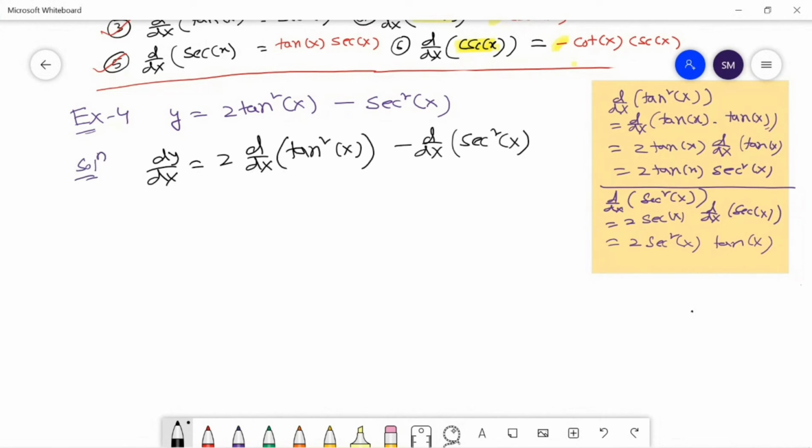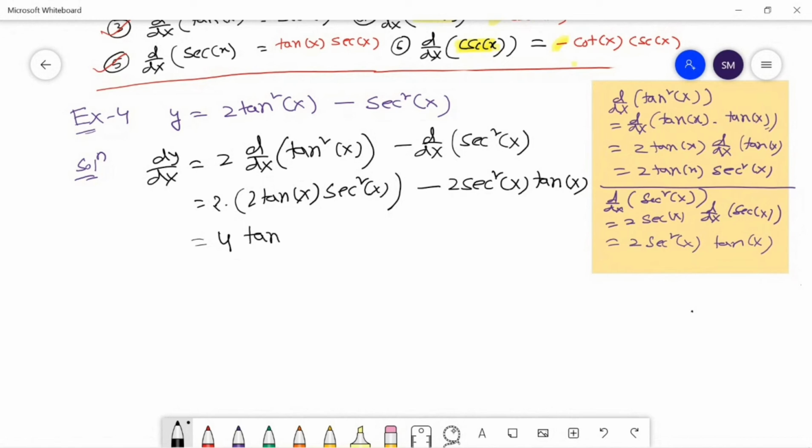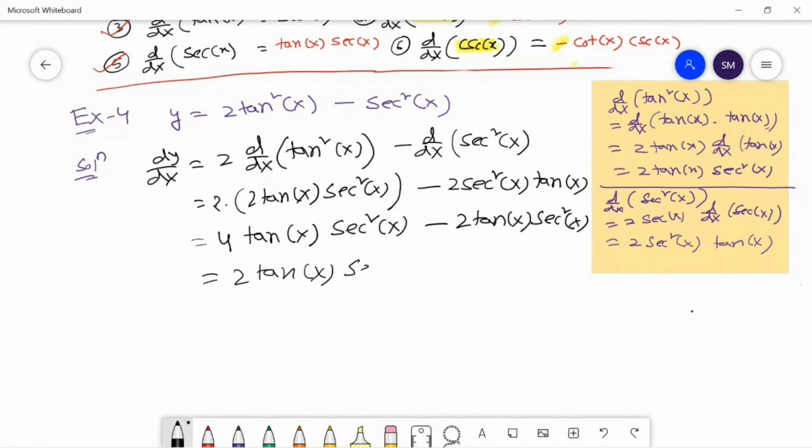So this gives us dy dx equal to d dx tan square x minus d dx secant square x, where we write the derivatives here, and after simplification we get it. The answer is 4 tan x secant square x minus 2 tan x secant square x, which is nothing but 2 tan x secant square x.